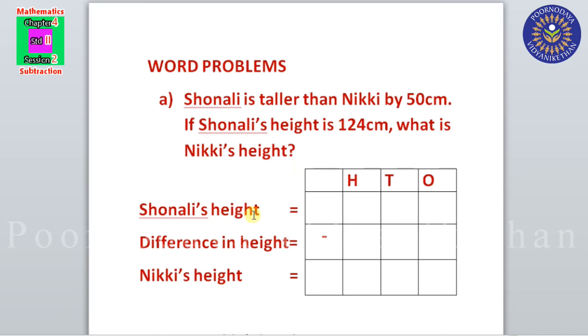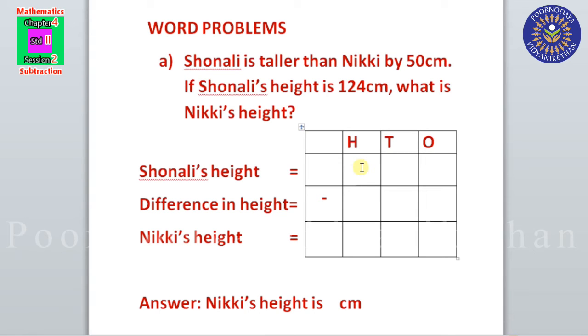For solving these word problems, what do we have to do? First, you have to arrange the digits of the numbers in their exact positions. What's Sonali's height? Sonali's height is 124 centimeters. That you have to write. In hundreds place 1, in tens place 2, and in ones place 4. Clear? Then next, their difference in height. Sonali is taller than Nikki by 50 centimeters, so the difference in their height is 50 centimeters.